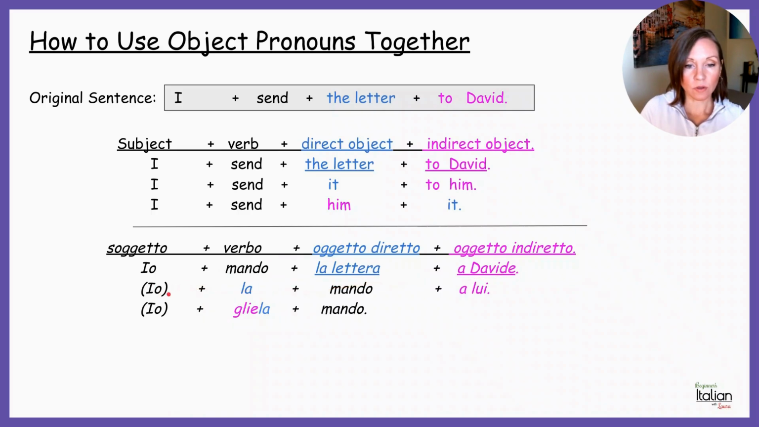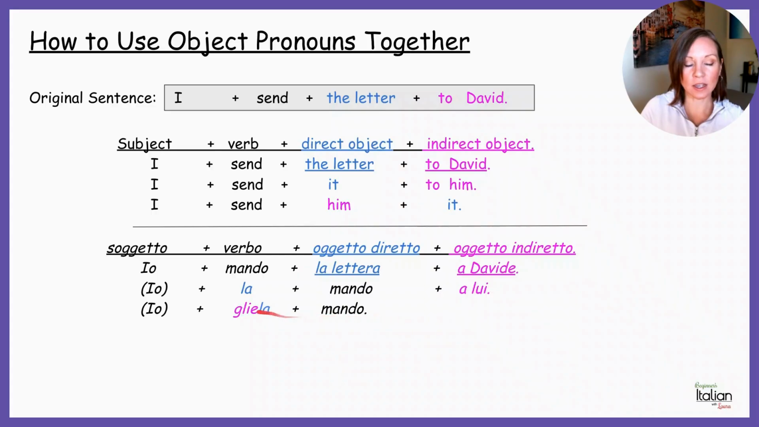Io. Okay, again, you don't really need the io, but I'm putting it in here for clarity's sake, just to explain that this is the same. So io la mando a lui. Okay, so la lettera gets replaced by la. Why? Because it's feminine, singular, third person. Okay, so la mando a lui.